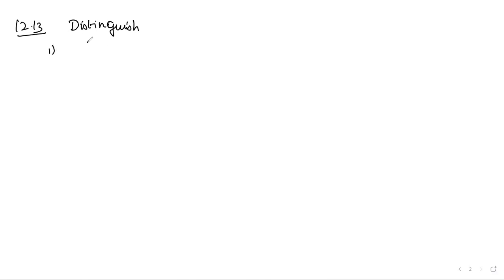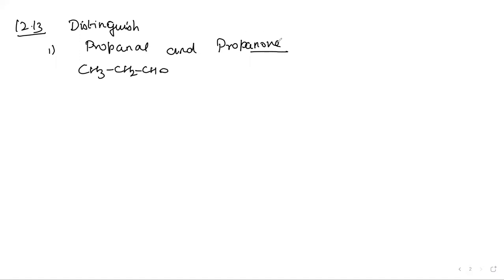First one, propanal and propanone. See, we have learned. So let us first write down the structure of propanal. CH3, CH2, CHO, right? What about the structure of propanone? CH3, C double bond O, CH3. Okay. The propanone is a methyl ketone, but propanal is an aldehyde.